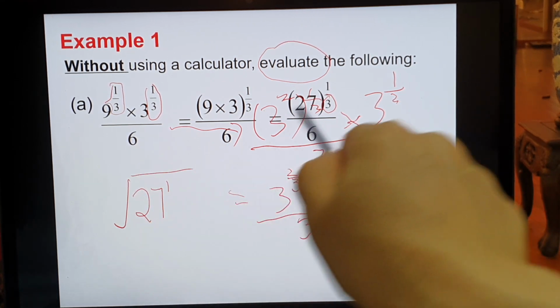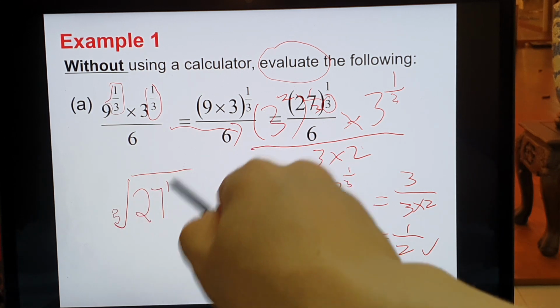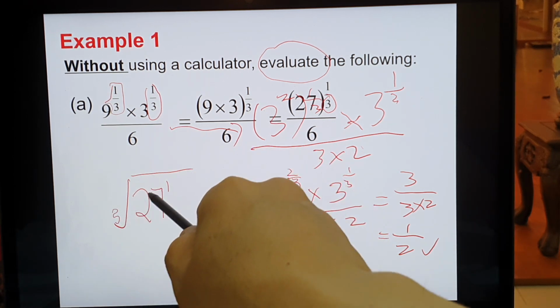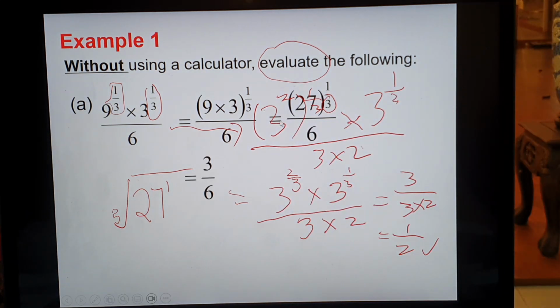It means root. So root 3 means cube root of this number, which is 3. So it's actually 3 over 6, which is half.